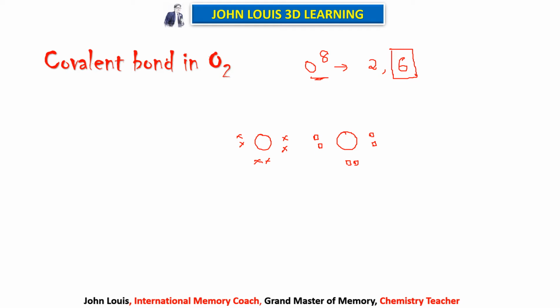Now you think how they can attain stability by getting the octet structure. Suppose you take the first oxygen, if it donates these 2 electrons to this oxygen, second oxygen will get 8 electrons, but the first oxygen will have only 4 electrons, no? Therefore it cannot become stable. Both should become stable. So what is the possibility to make both stable? That is what we need to think.